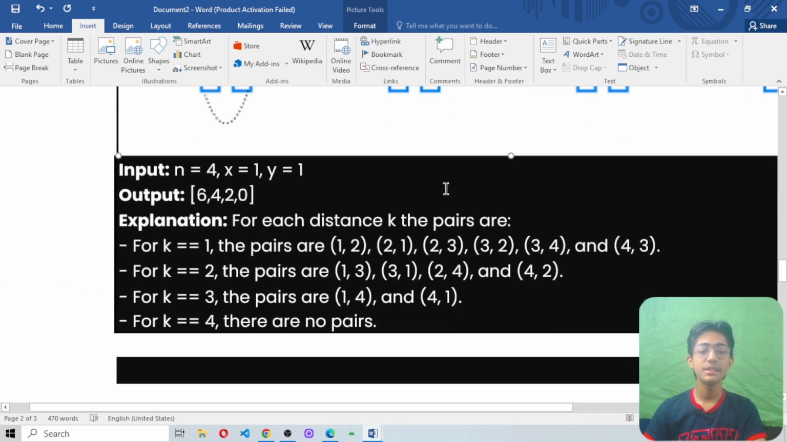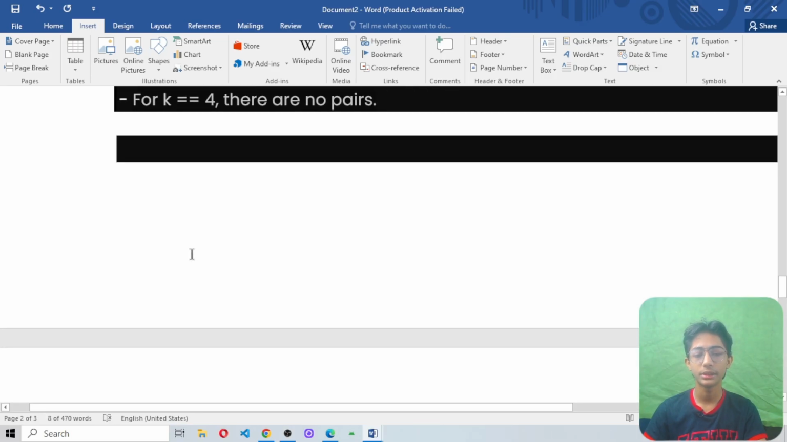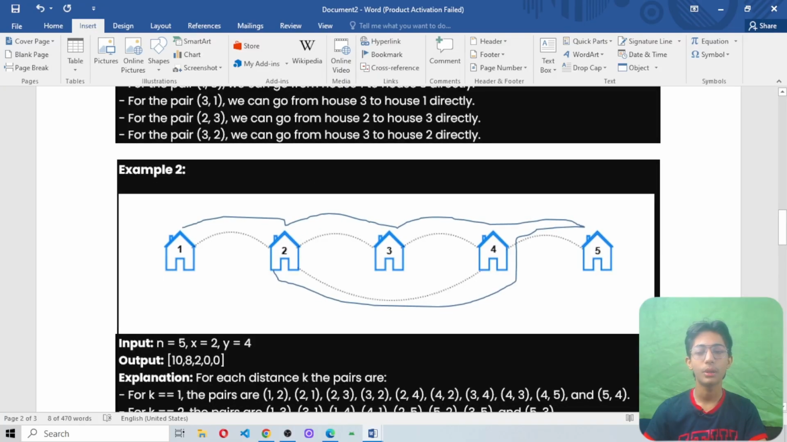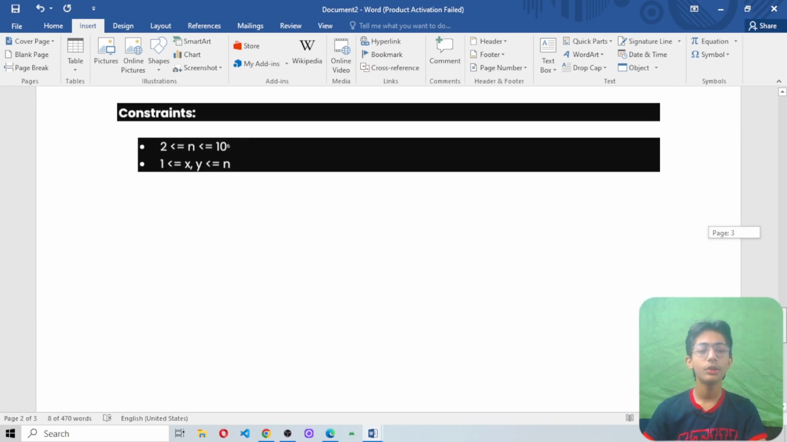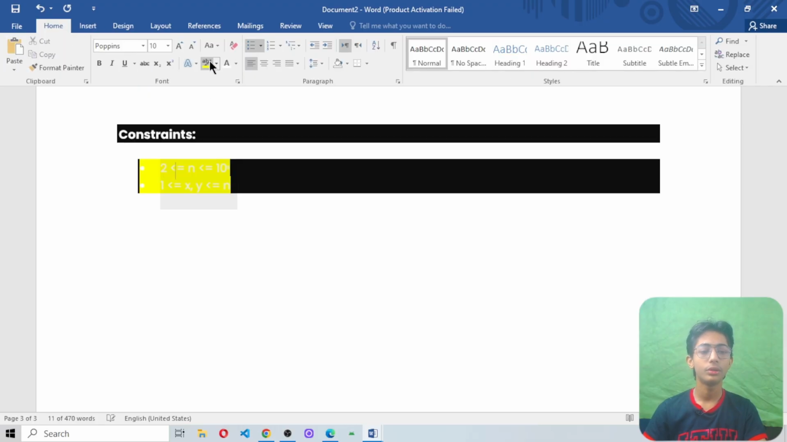Why? For each distance k the pairs are, like for k1 the pairs are 1 2, 2 1, 2 3, 3 2, 3 4 and 4 3. And for k2 the pairs are 1 3, 3 1, 2 4 and 4 2. For k3 the pairs are 1 4 and 4 1. And for k4 there are no pairs. Okay, so that's why that type of output is coming. And two constraints are also included, so you can see them.